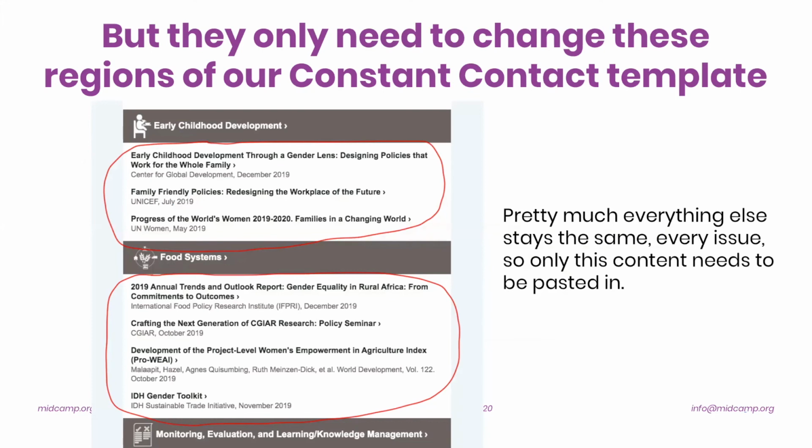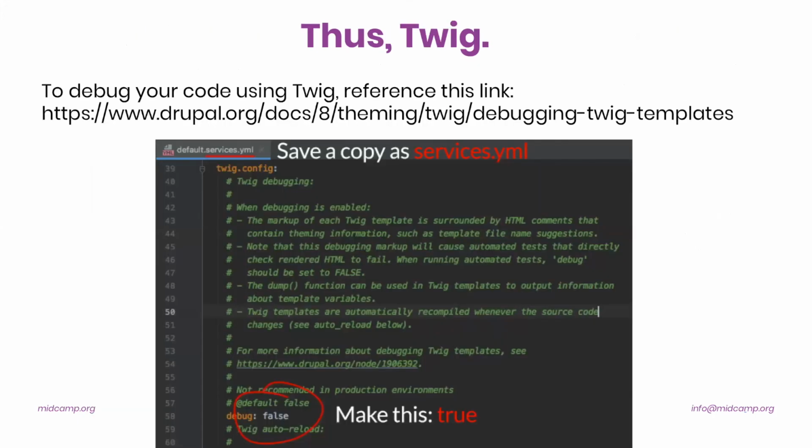Luckily, I created a template in Constant Contact to kind of simplify this a little bit. So the only pieces of content that need to change are the things between the headers. So it's the title of the resource and then the citation. And the title is a link out that actually goes back to the website version of the e-newsletter.